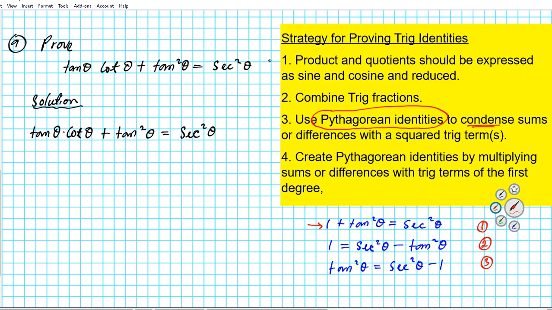If you take a look at step 1 on our strategy for proving trig identities, we can see exactly how this can be accomplished. If you have the product or the quotient of trig functions and you desire to reduce them, the best strategy to use is to express both factors or your quotient as trig functions involving just sine and cosine only.